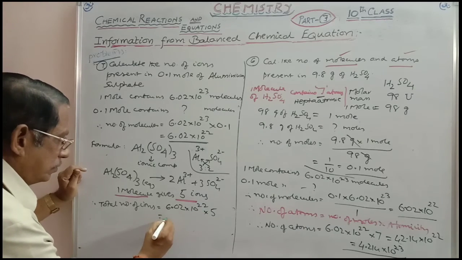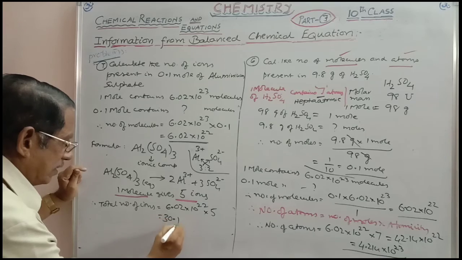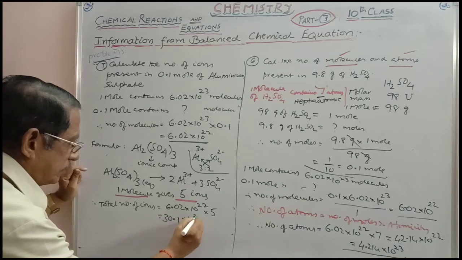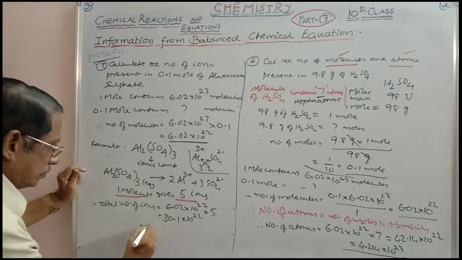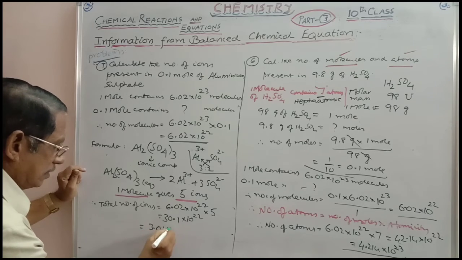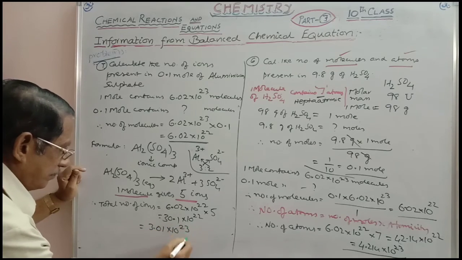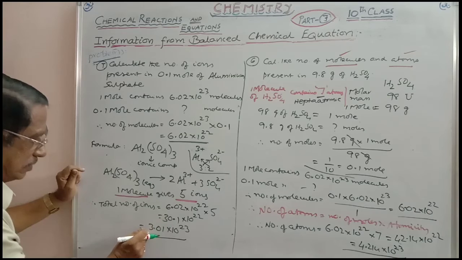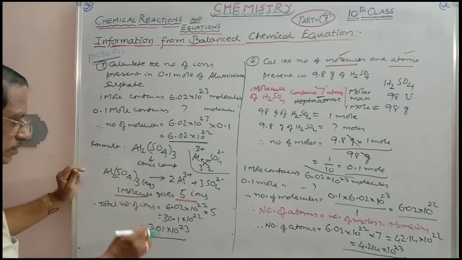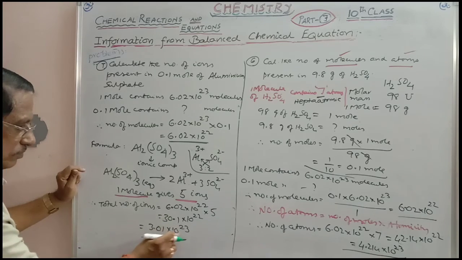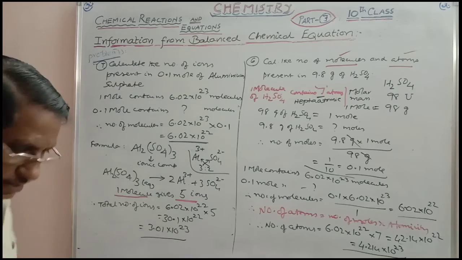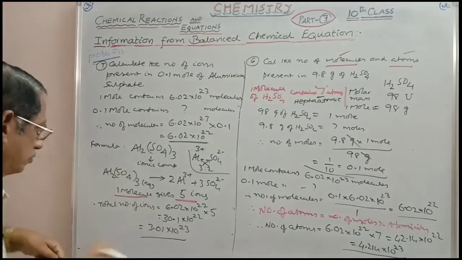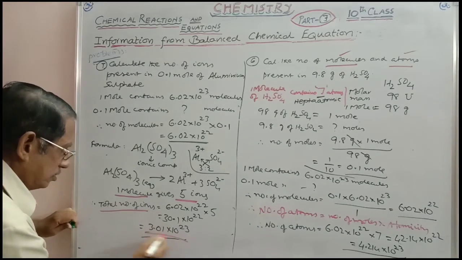This is equal to 30.1 into 10 to the power 22. This is equal to 3.01 into 10 to the power 23. One whole number I am keeping here. 3 into 10 is equal to 30. So 3.01 into 10 to the power 23 number of ions. In that way we can write total number of ions here is equal to this one.